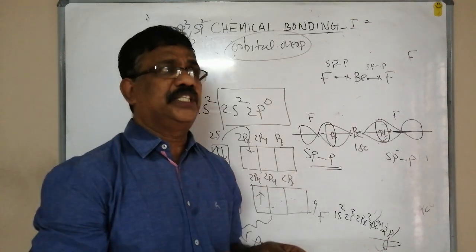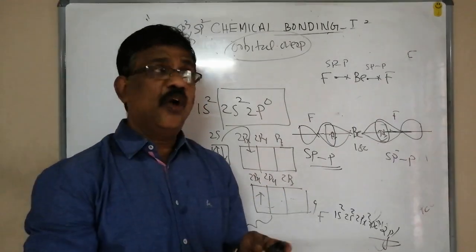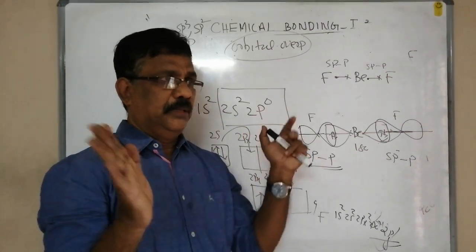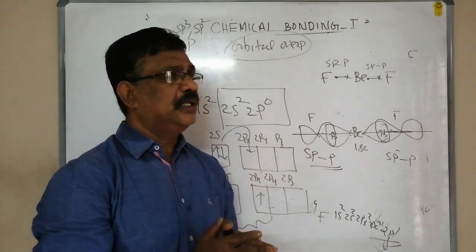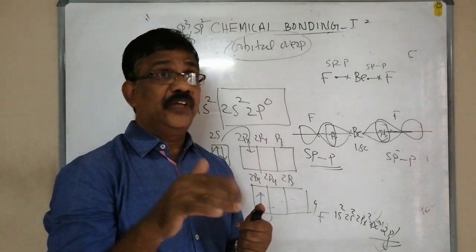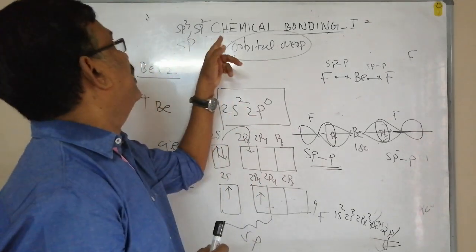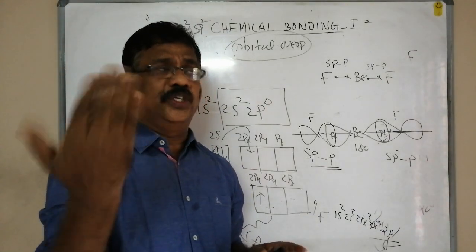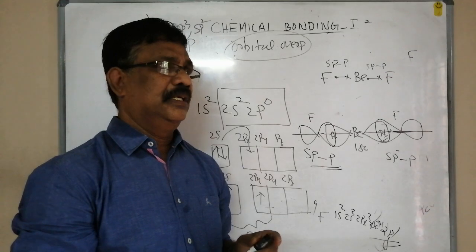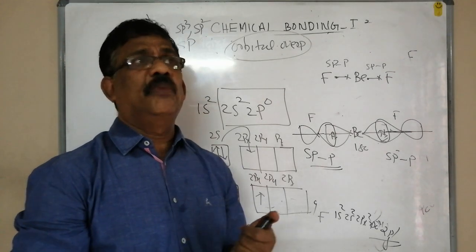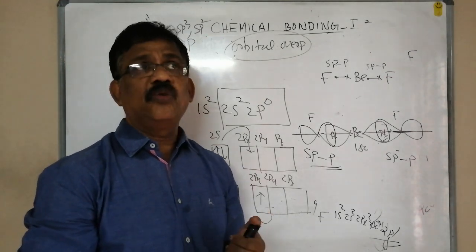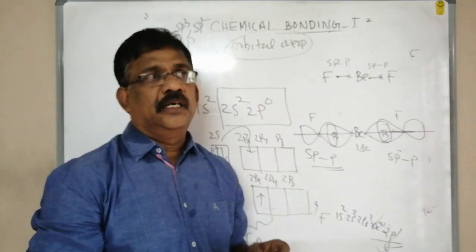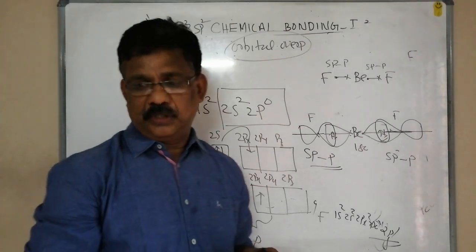We discussed only sigma bonds, only head-to-head overlap. We have to discuss the formation of pi bonds, the parallel overlapping, as well as hybridization involving d orbitals. Here no d orbital is involved, only s and p. We have to discuss hybridization involving d orbitals, and also hybridization involving lone pairs of electrons, in some other classes. And this is only the basics of hybridization. So thank you very much.